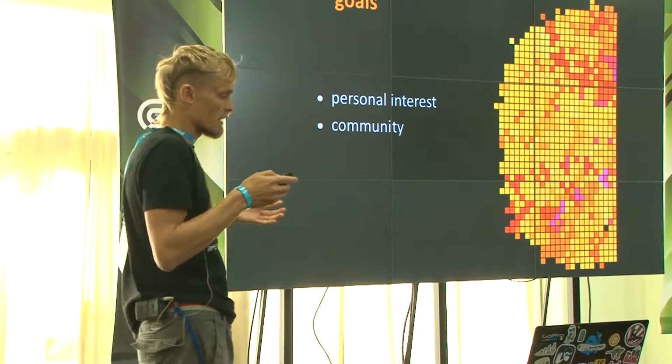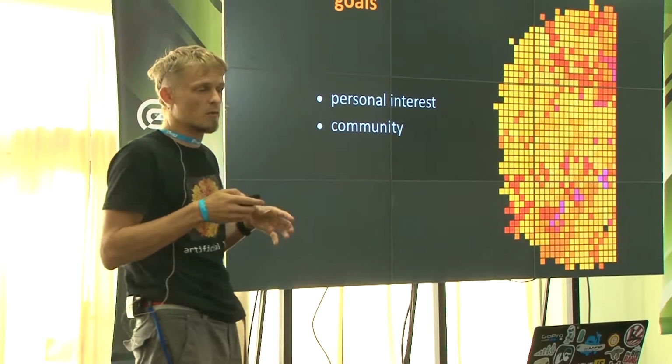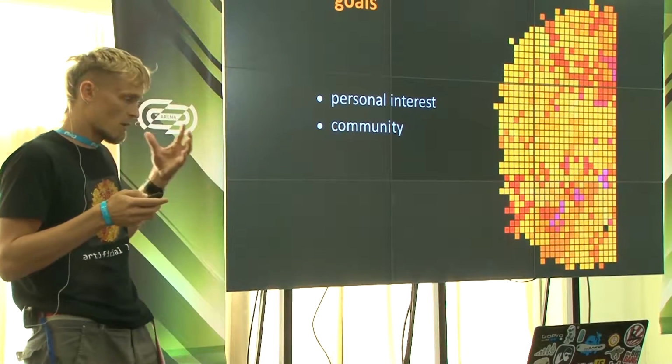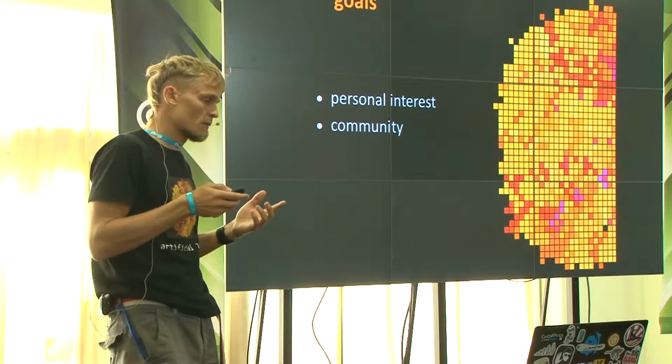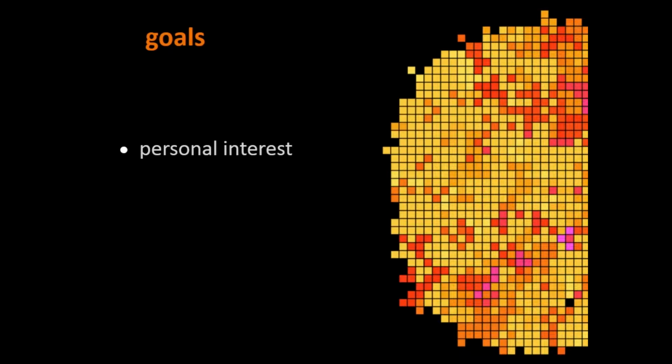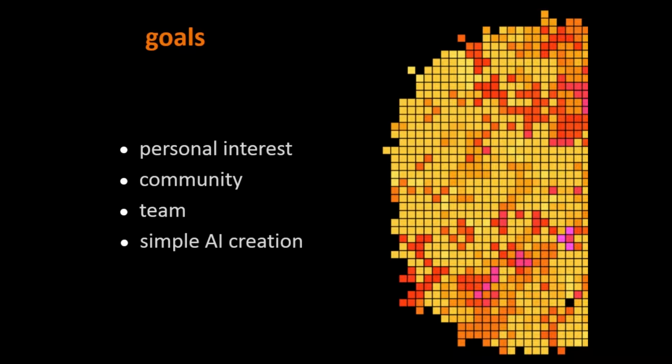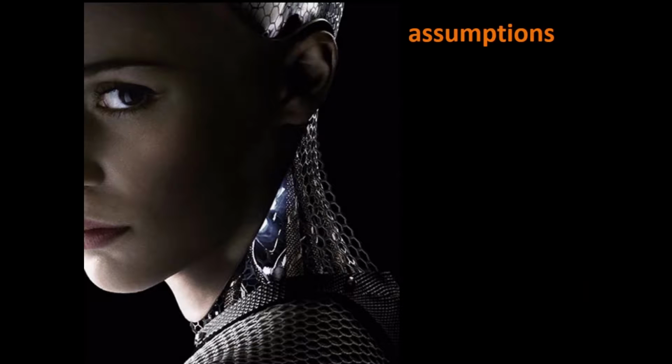The second item is community. Community around this question, around genetic algorithms and evolutionary programming. And I want to increase my team because we have only 2 developers right now. And yes, the artificial creation.